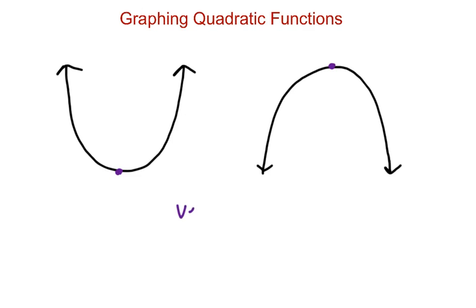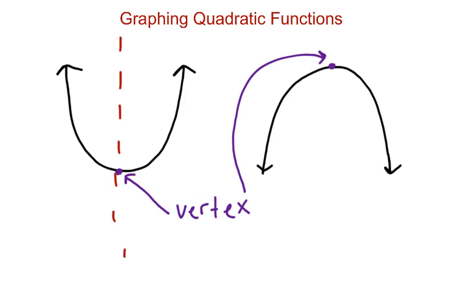In either case, that point is special and it's called the vertex. So the vertex could either be the lowest point or the highest point. Another thing to notice is if I were to sketch in a vertical line right through my parabola, regardless of whether it's facing up or facing down, that vertical line becomes what we call the axis of symmetry. That means if I were to hold a mirror on that line, you would see the reflection of the graph. So that's our axis of symmetry.